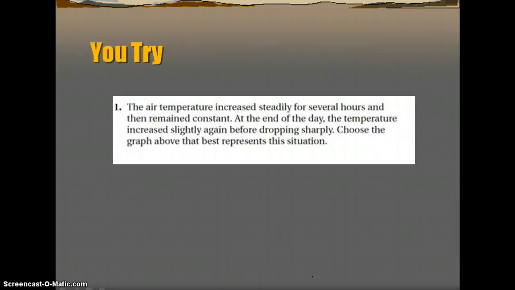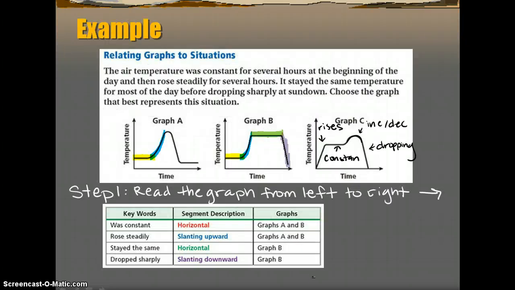So here's your U-try. The air temperature increased steadily for several hours and then remained constant. At the end of the day, the temperature increased slightly again before dropping sharply. Choose the graph from the ones that we already did that best represents this situation. So graph B has been done, so you have graphs A and C to work with in order to determine which one would best fit the new information.